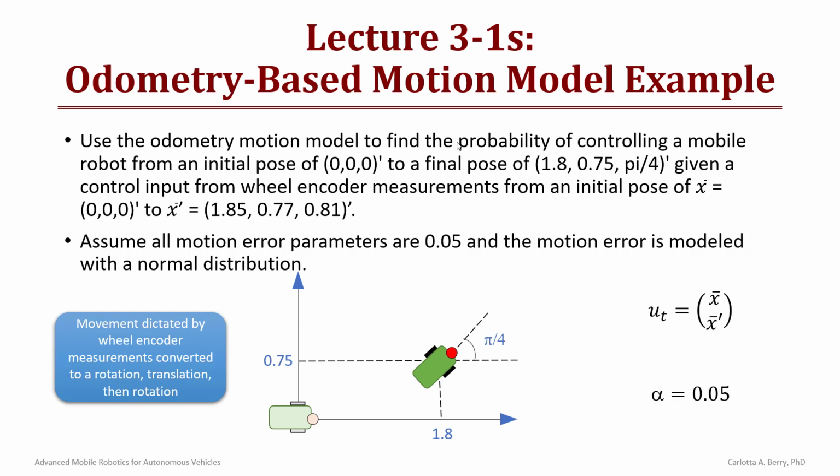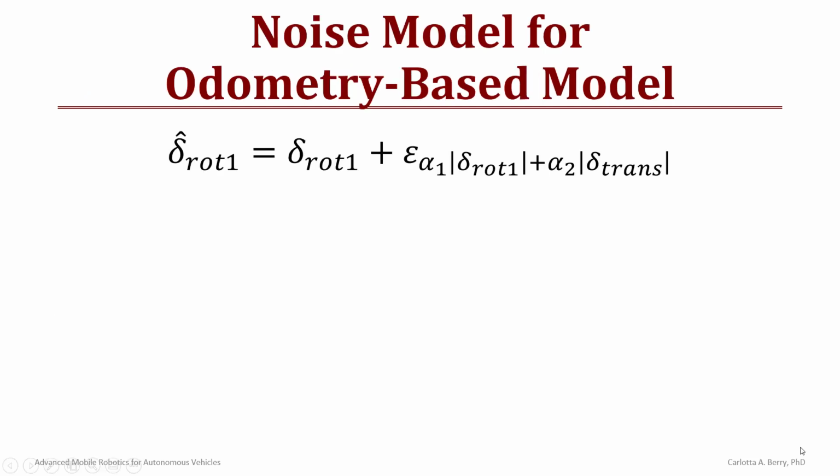The movement of the robot is dictated by the wheel encoder measurements as shown in the figure here and converted to a rotation, translation, and then another rotation to get the final orientation. So the control input u_t is x bar prime, and as previously stated, alpha is equal to 0.05.